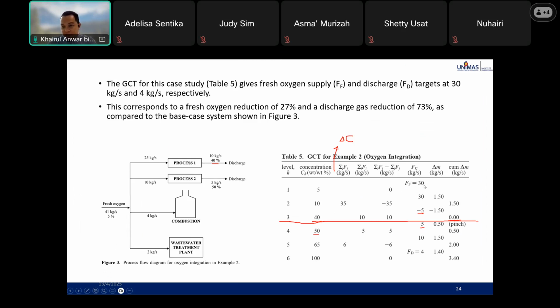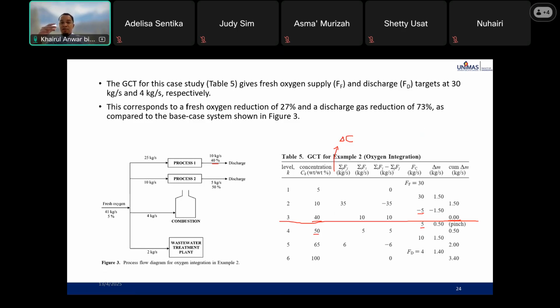Then you cascade it, so 0, 0, 0, 35. So this one should be negative 35. Negative 35 plus 10 is negative 35, and so on until you get the FT. Then delta M is actually FC times the delta C. Then we get delta M, then the cumulative delta N is actually a cascading again. So how many cascading? 3 cascading, including the delta C.